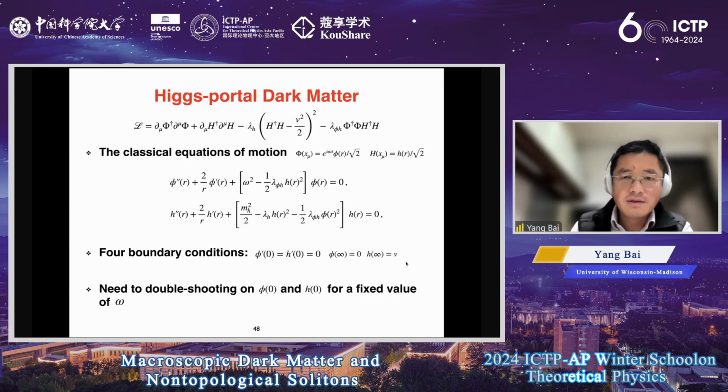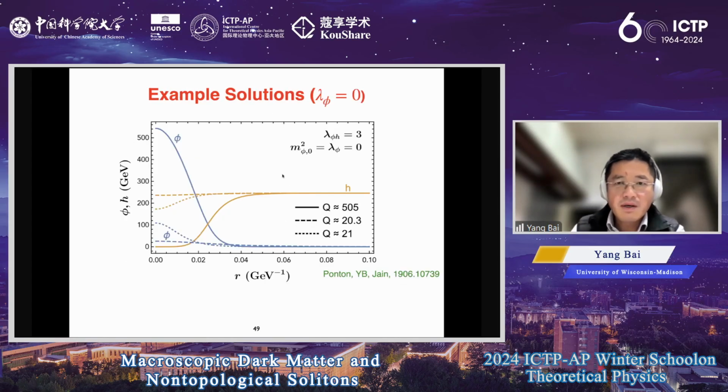Okay, so after a little bit of solving, let me give you an example. Here lambda phi is the self-interaction of the phi particle, and at this moment we set that to be 0. Later on, we will turn on the phi dagger phi interaction, some coupling between phi and Higgs. Here we first look at a somewhat large charge, like Q equals 500, shown as the solid line.